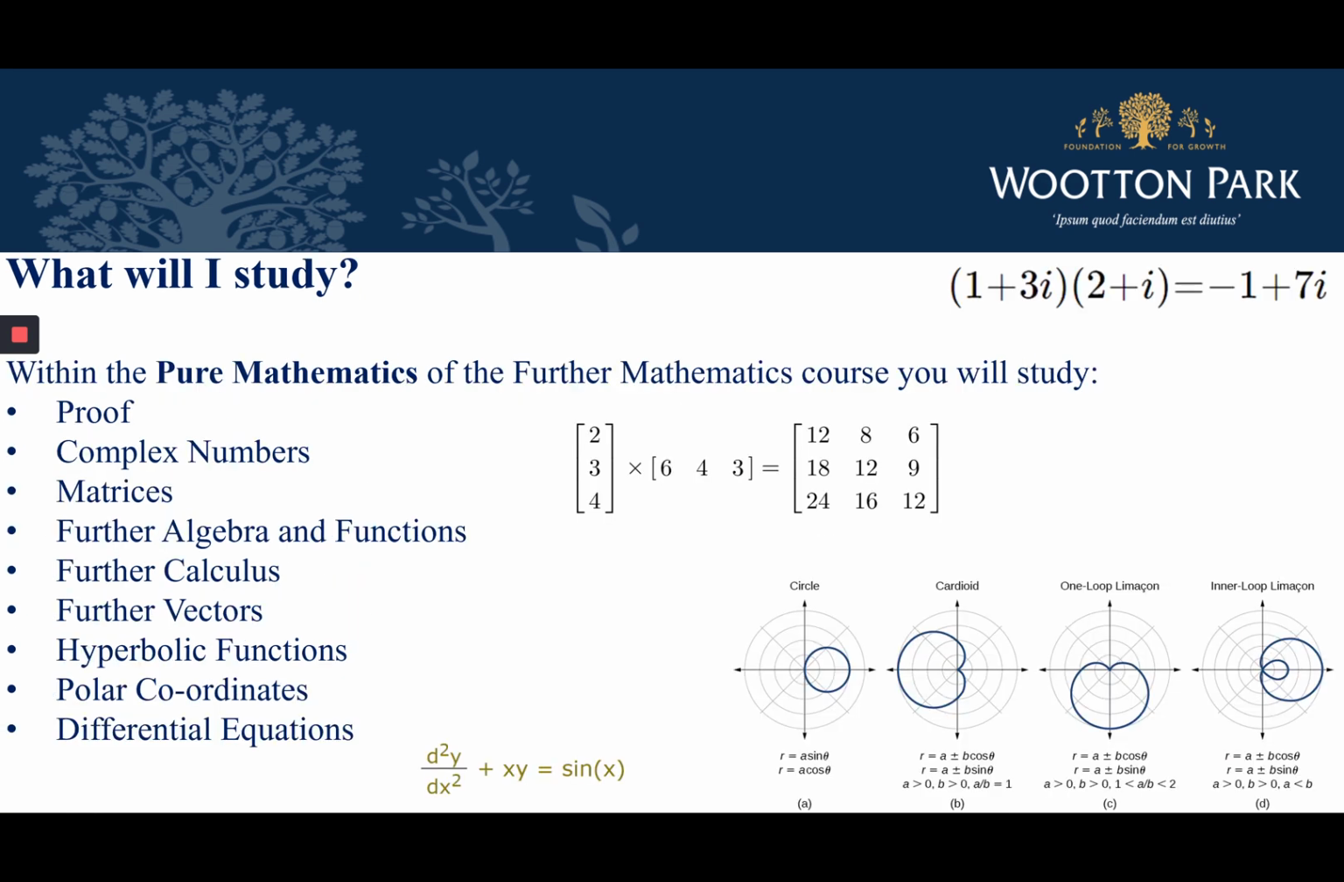Within the pure mathematics course, the key topics that you will study are proof. Like I said, you might prove that there are infinitely many prime numbers. You learn something called proof by induction. And then you learn about complex numbers. So what happens when you square root a negative number? It introduces a whole new branch of mathematics called complex analysis, and you'll be introduced to imaginary numbers and complex numbers. You'll also learn about matrices, matrix analysis and matrix algebra. How do you multiply a matrix by another matrix, and their uses.